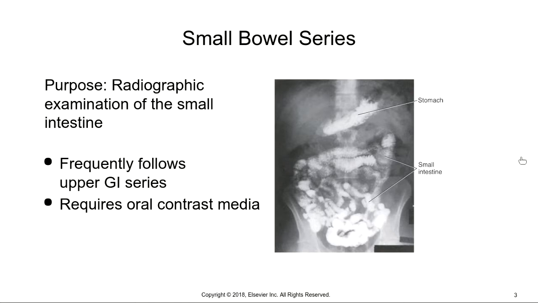The small bowel series is basically a radiographic examination of the entire small intestine. Sometimes they'll combine that with an upper GI series, and we'll talk about that a little bit later. But we're going to look at the entire small intestine. That would start with the jejunum and go all the way through the ileocecal valve into the cecum. And in order to be able to see that, we have to use oral contrast media. Remember that there is at least 15 to 18 feet of small intestine.